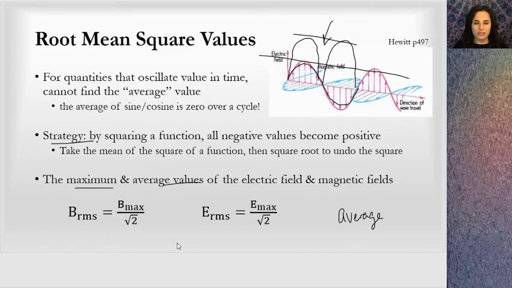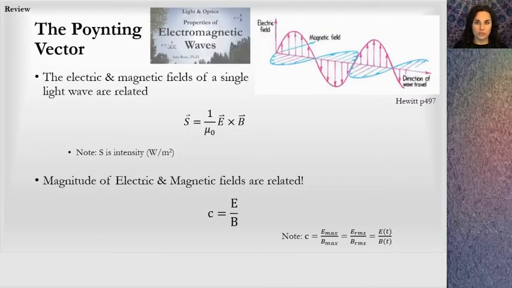And the root 2 makes sense. If you square something and then take the mean of it and then take the square root of the mean, you'll get a root 2 out of it. So that's the root mean square. I'll be using these equations as we move forward, and they are available to you as you're working on homework or etc. So that's the idea of root mean square values. And what we're going to do is relate these values to the Poynting vector.